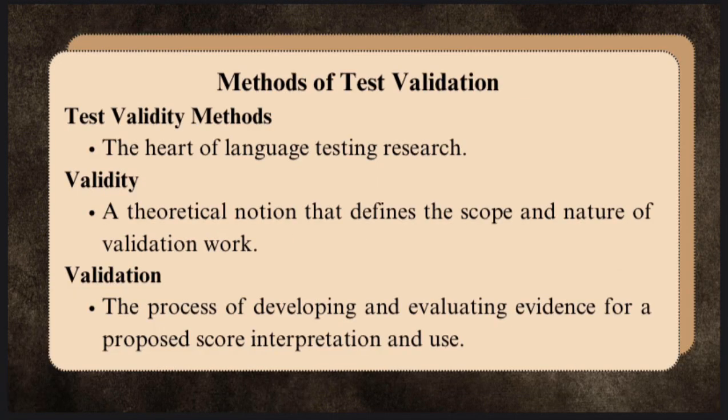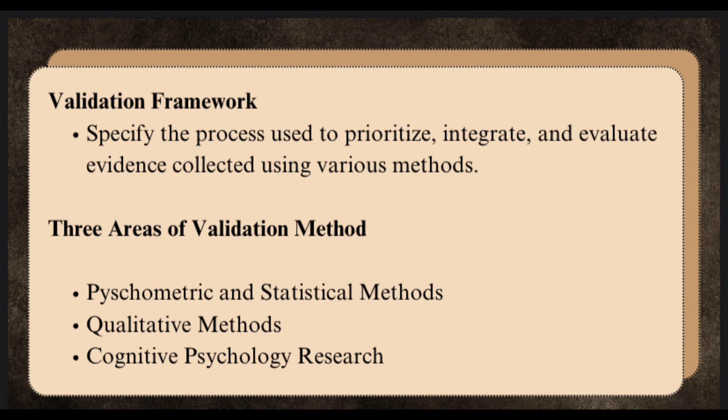Now, test validation ensures that a test measures what it is intended to measure and supports the intended interpretation of scores. It involves gathering evidence to confirm the accuracy and appropriateness of test score interpretations for their intended purpose. The validation framework outlines the process of organizing and assessing evidence to support test score interpretations.